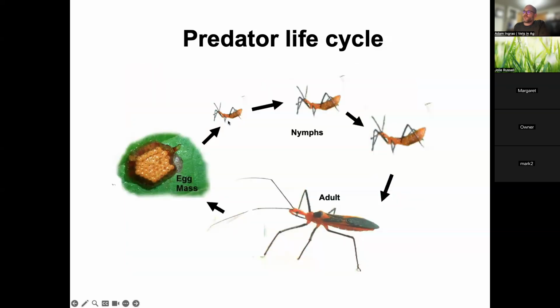The nymphs will go through several different stages that look a lot like the adult. So if you look at these three nymph stages, you see it's getting bigger, but it's not really changing shape very much. And once it gets to the adult stage, it still looks pretty much the same. The big difference here is that once it goes from that last nymph stage to the adult stage, it gains wings. So the nymphal stages can't fly, but the adult stage can. And that's very typical of a hemimetabolous predator.